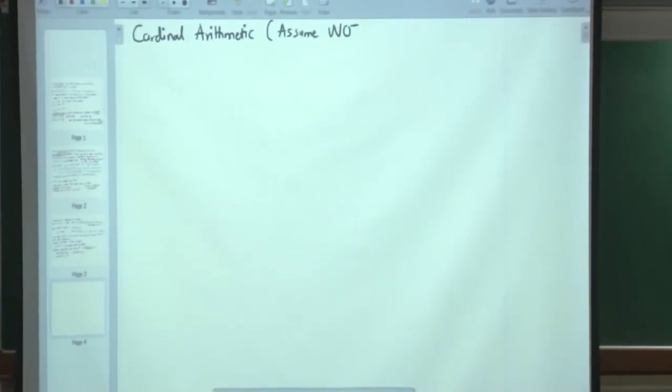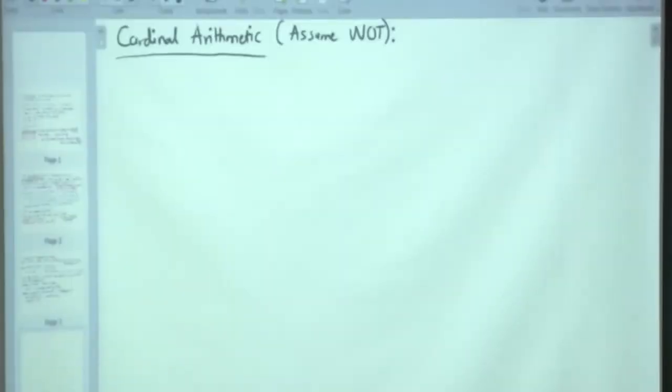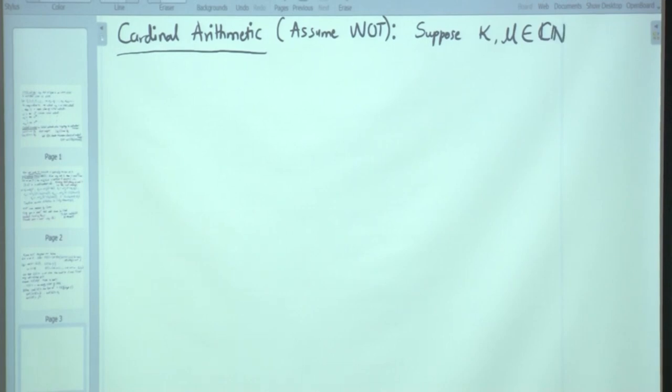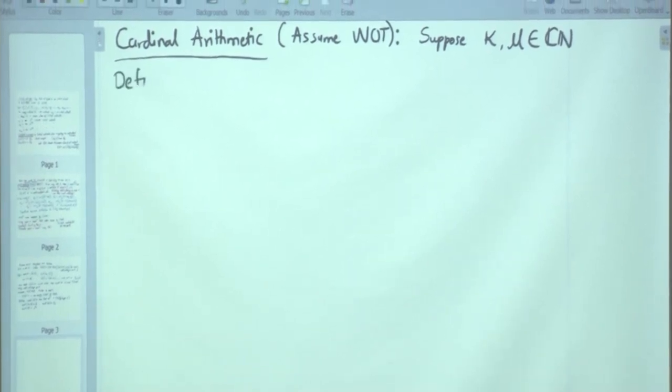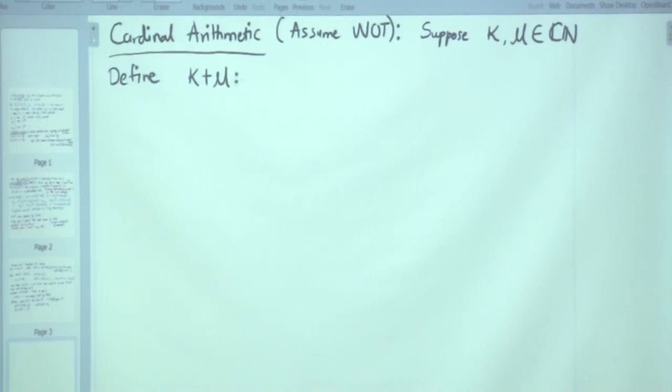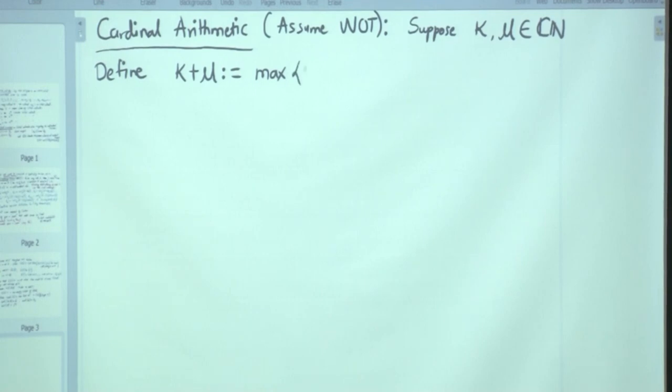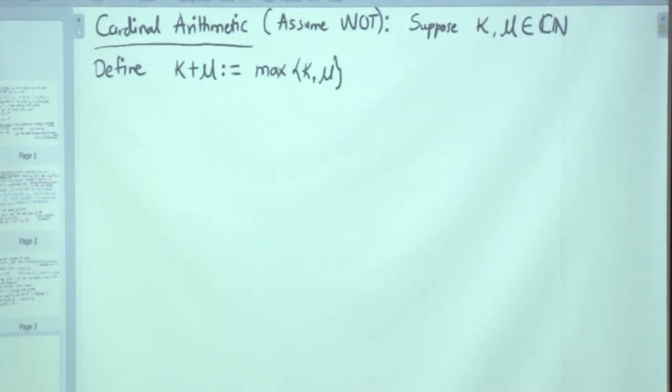I haven't described the cardinal arithmetic, so let's do that quickly. This is now very easy. So, cardinal arithmetic. I'm going to assume the well-ordering theorem. I'll tell you at the end what goes wrong if we don't assume it. Suppose kappa and mu are cardinal numbers. Define kappa plus mu to be equal to the maximum of kappa and mu. Very boring.